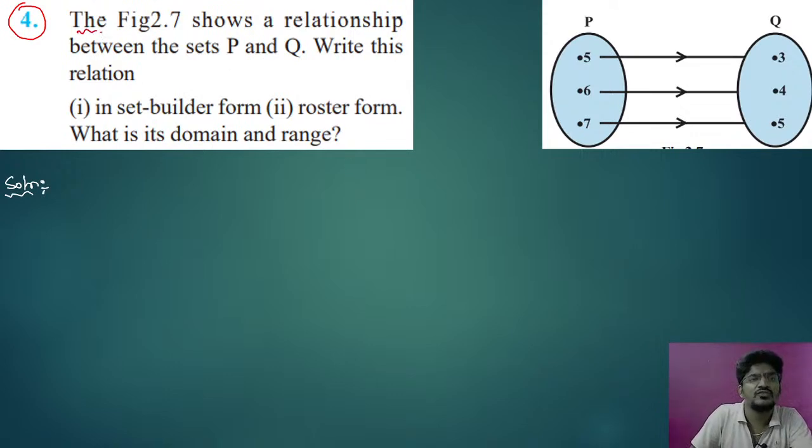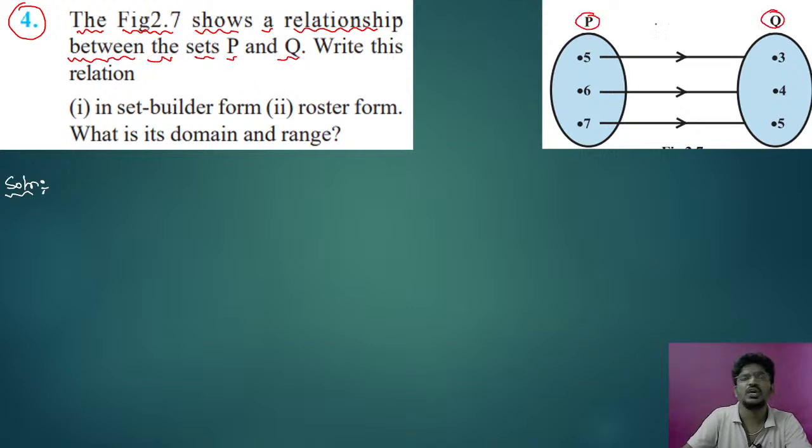What they tell is, figure 2.7 shows a relationship between the sets P and Q. Okay, no problem. That means there is a relationship between P and Q. Write this relation in set builder form and roster form. What is its domain and range?